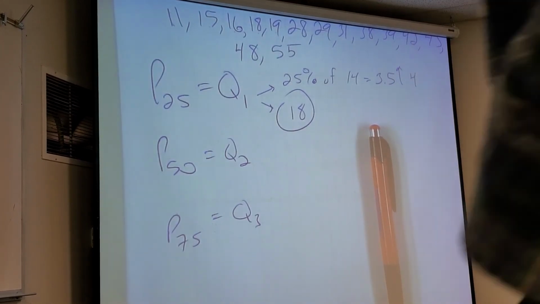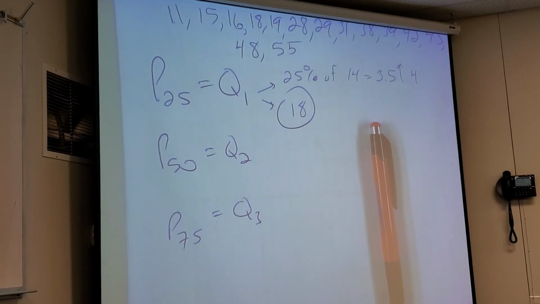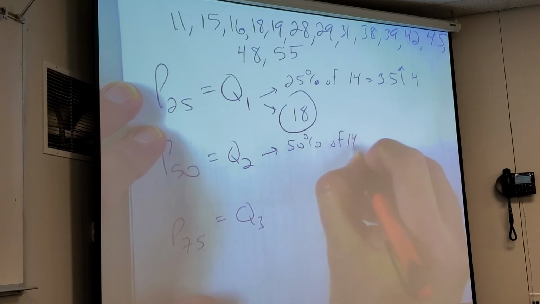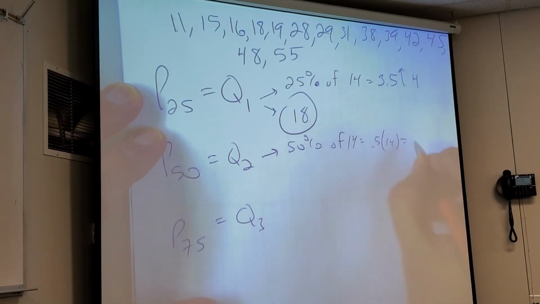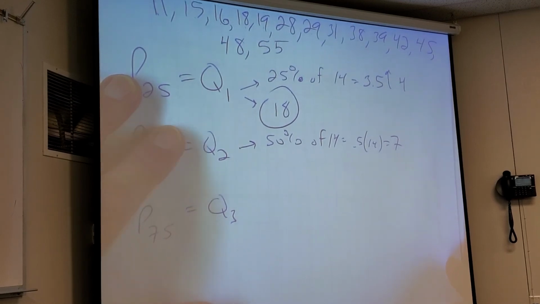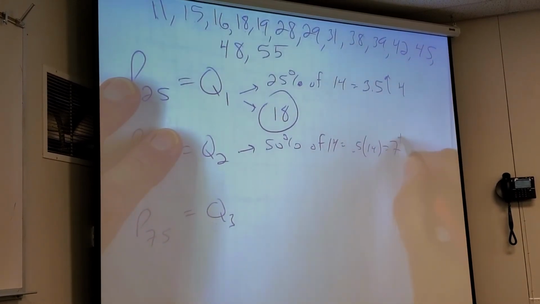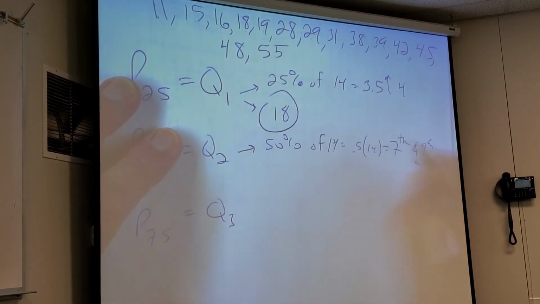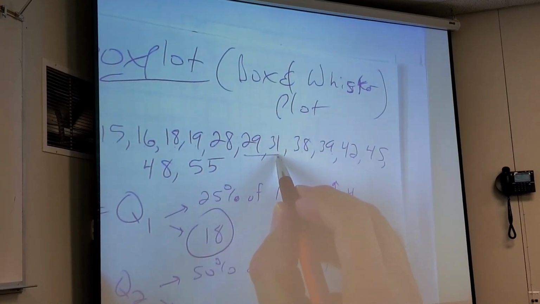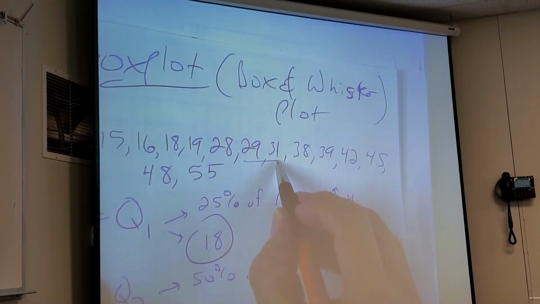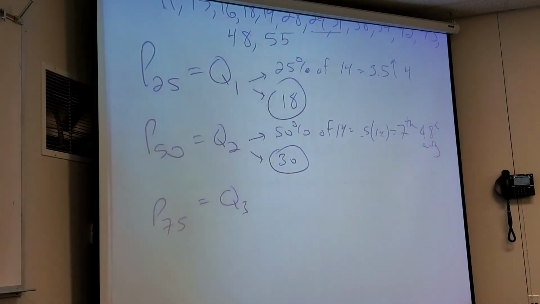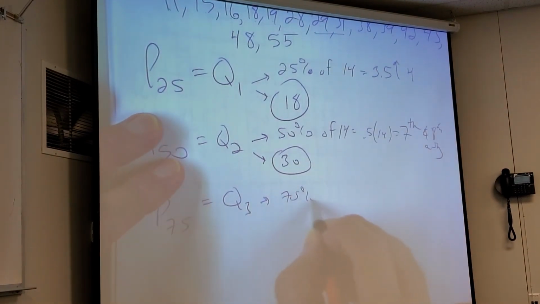All right. So let's see. For this one you take half of 14, and you get 7. What does it mean when you get 7? It's a whole number, so you have to average the 7th and 8th numbers. And what's the average of the 7th and 8th numbers? 30, right? Is that right? Yeah. Q3, 75% of 14.